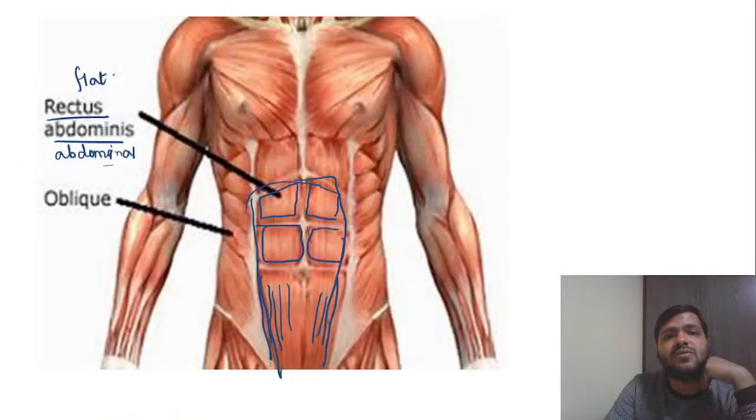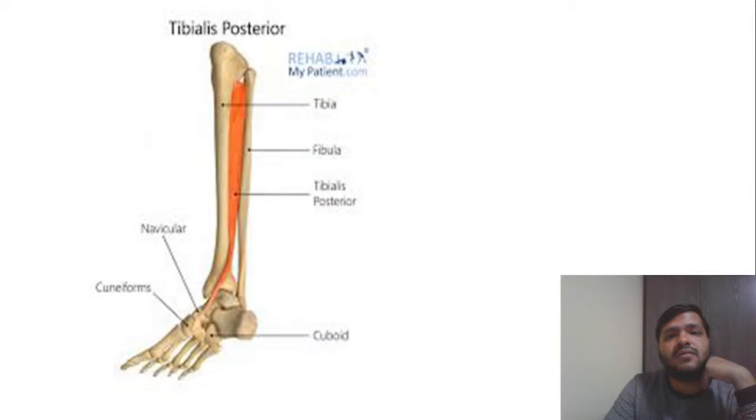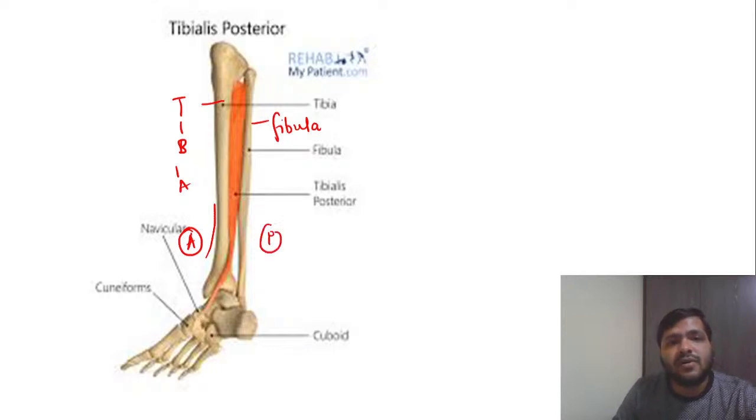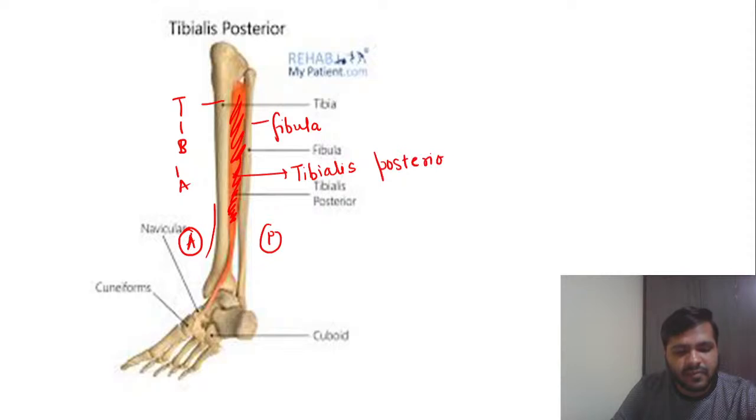For example, if I just wanted to show you the tibialis posterior, everyone is aware that this is the tibia bone, and this is the fibula. You can see this is the anterior part and this is the posterior part. So the muscle is attached on the posterior surface of the tibia. That is why it is known as tibialis posterior.